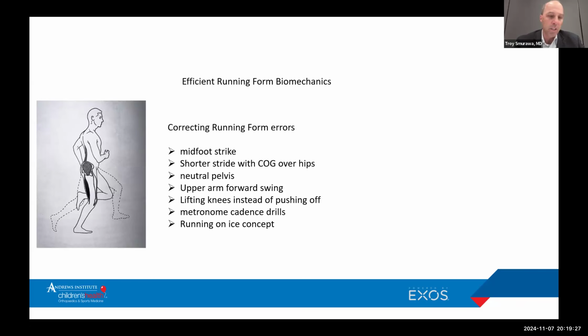The other concept I do is think about if you're running on ice. If you had to run on ice, if you're overstriding, you're going to be slipping and sliding. So typically when you're going to run across ice, you're going to shorten your stride and quicken your stride.